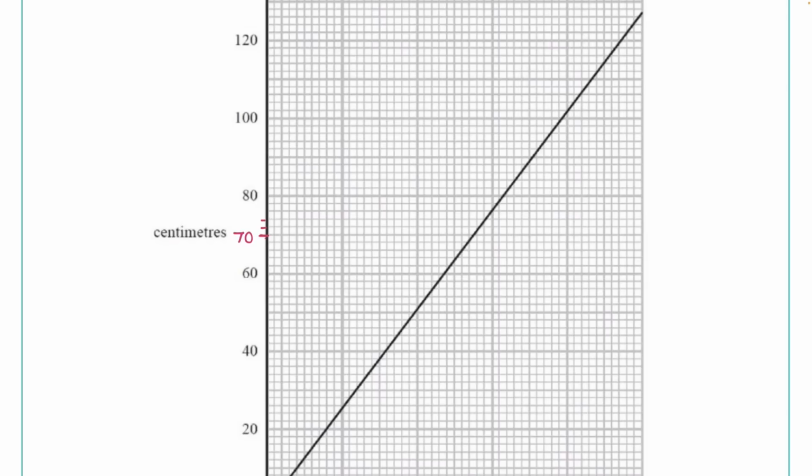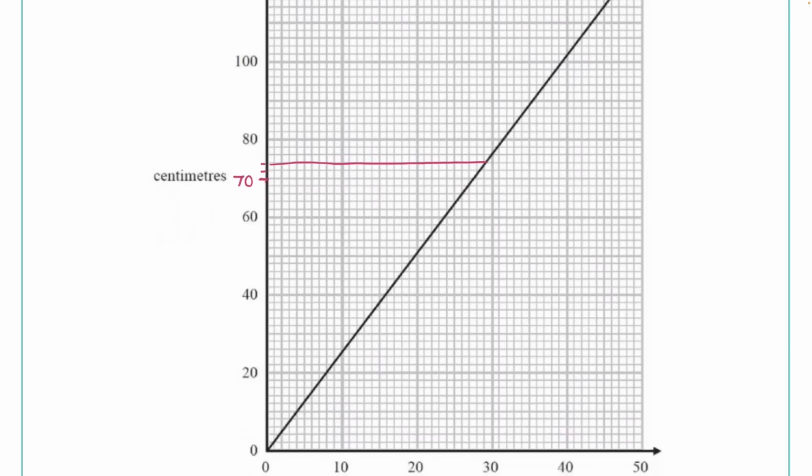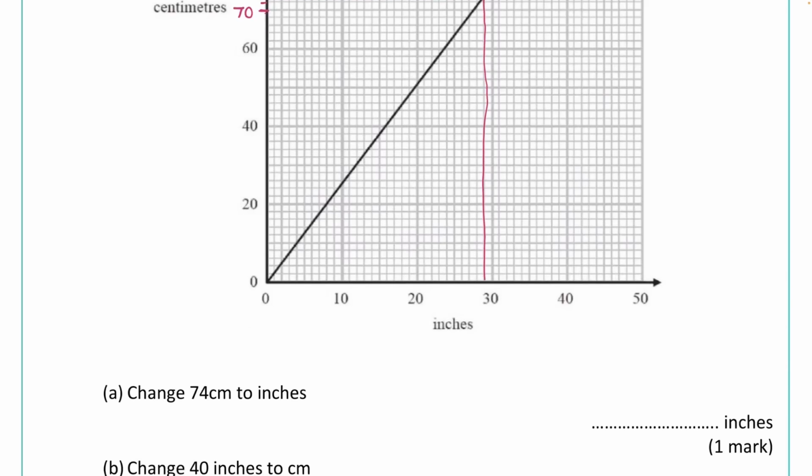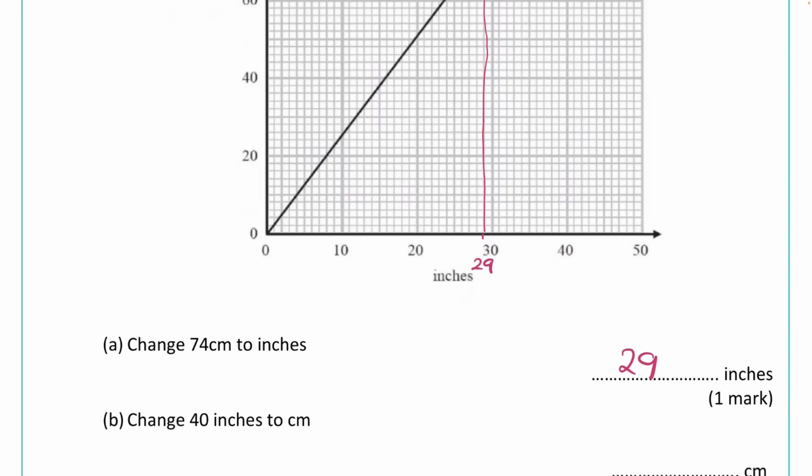so 74 would be 2 squares up, 72, 74, and we want to go across to our line, and then we want to very, very carefully trace down from the line. And we're going to read this number again, checking the scale, because this scale is slightly different. We've got 10 squares between 20 and 30, so each square is 1. So just before the 30 there is 29, so our final answer is 29.